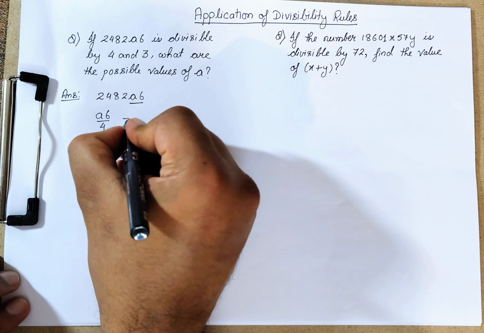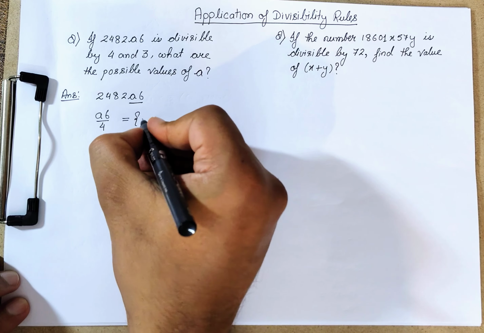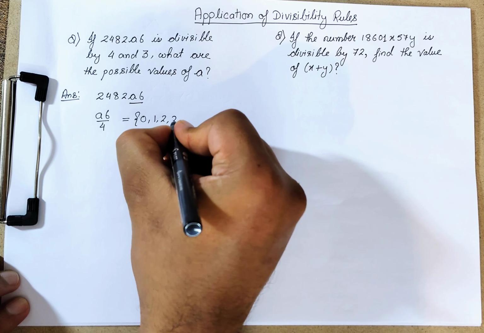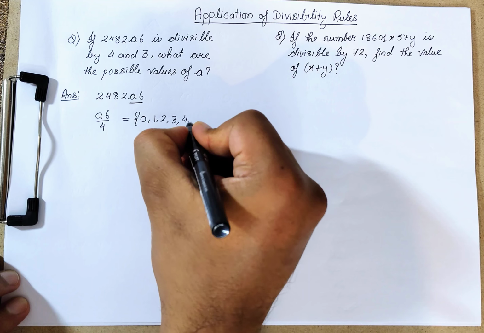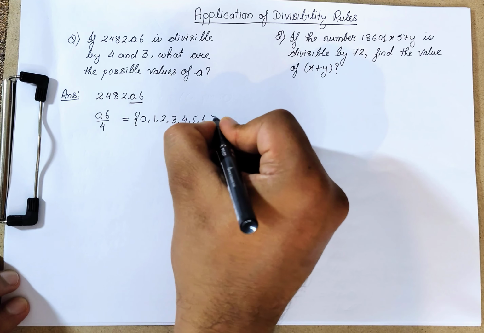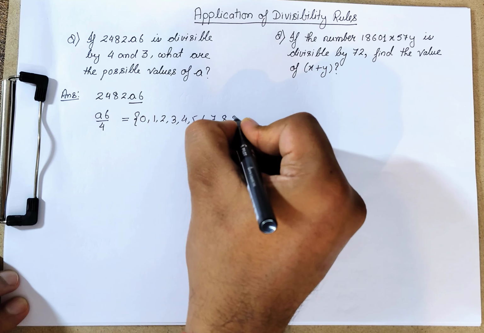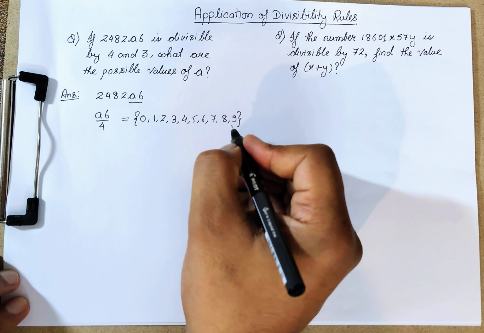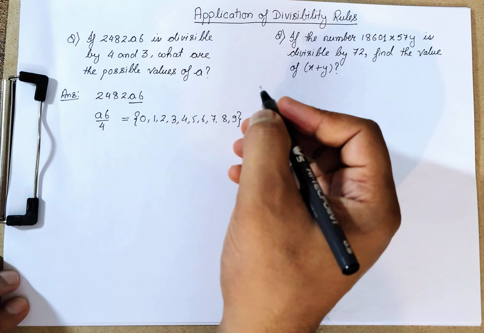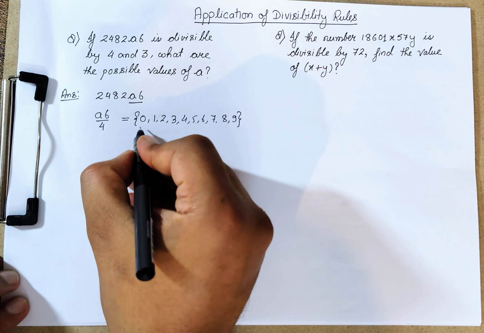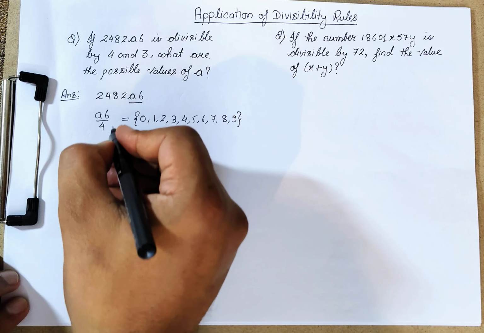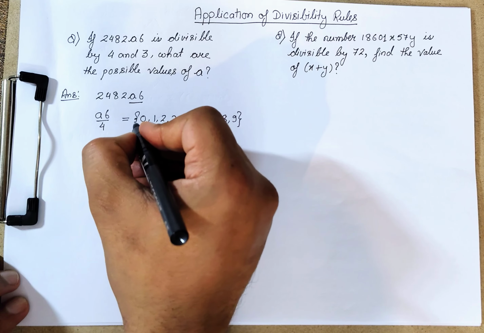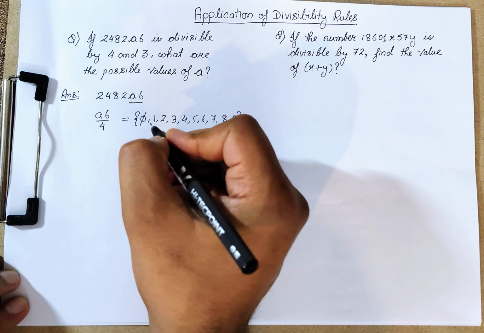So let's take the possible values of A as 0, 1, 2, 3, 4, 5, 6, 7, 8 and 9. 10 cannot be a possible value because that is not a single digit number. It becomes double digit. So the possible values can be 0 to 9. Now substitute A with 0. So it is 6 by 4. So it is not completely divisible, hence 0 is ruled out.